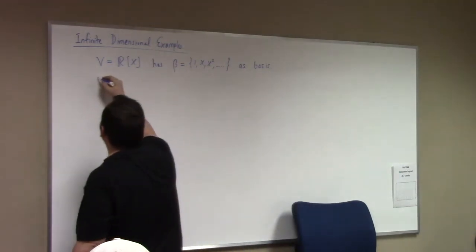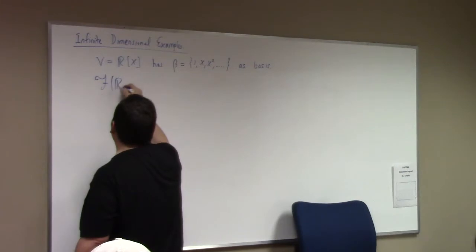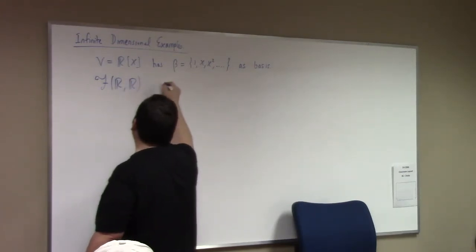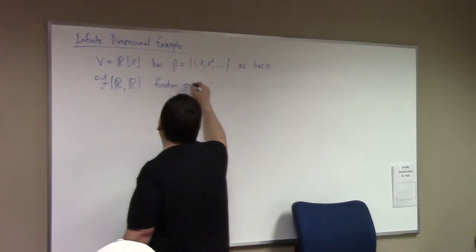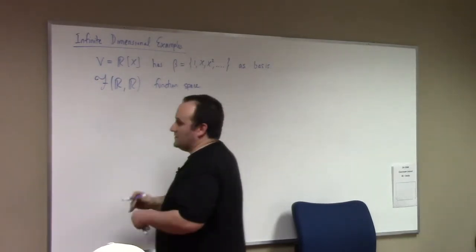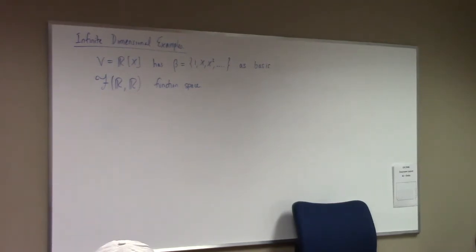Another example, of course, would be functions from the reals to the reals, function space. How many different linearly independent functions are there from the reals to the reals? Well, here's a hint. The polynomials are in there.